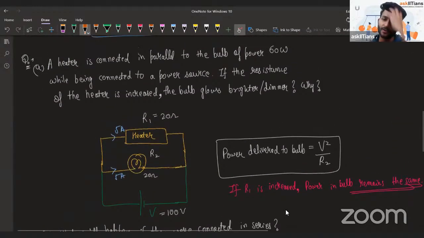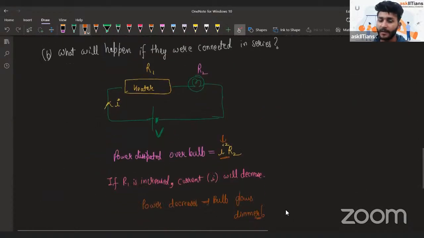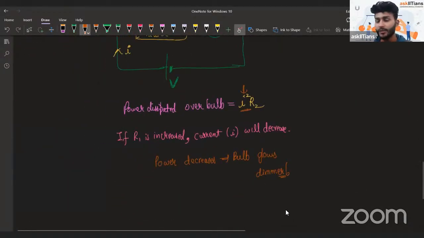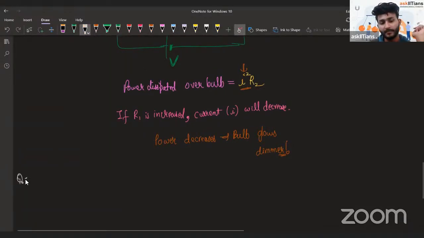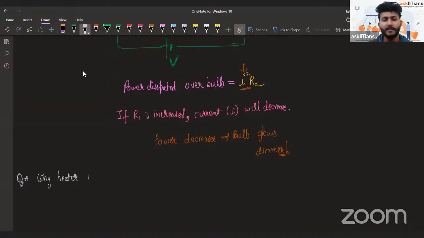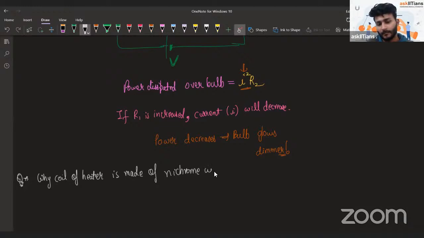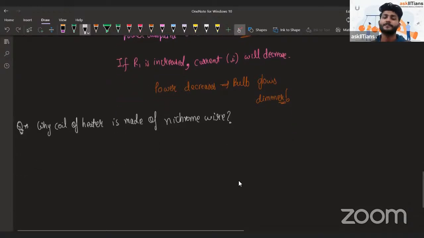So depending upon the situation, we use the formula V square by R or I square R. If it is in parallel, we prefer using V square by R. If it is in series, we use the formula I square R. Now the biggest confusion. They ask a common question: why is the coil of the heater made of nichrome wire? What would you write as the answer for this?